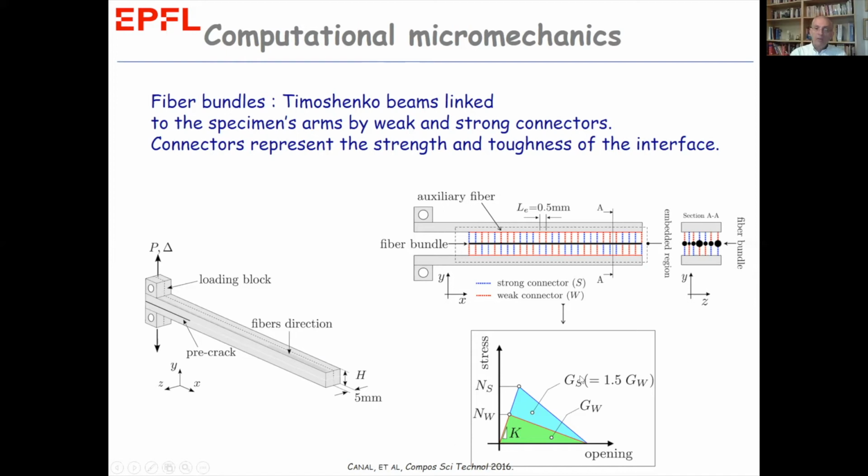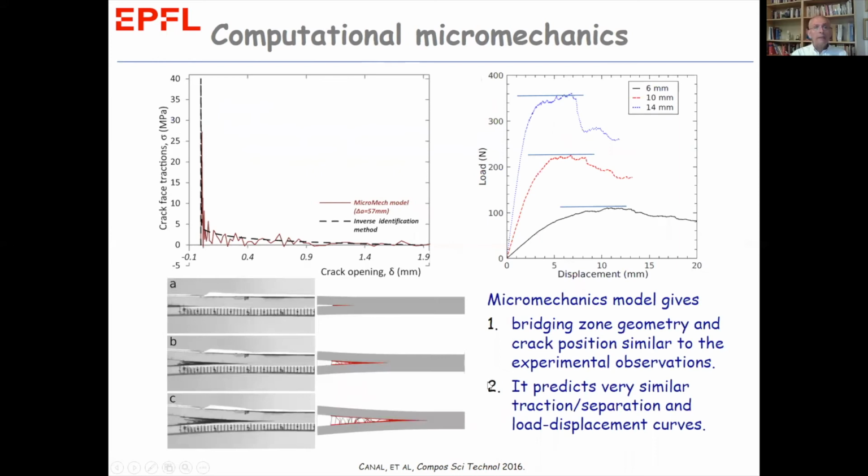For the strong connectors, we have multiplied the value of the weak connectors by 1.5 to carry out the simulations, but it could be some number slightly different. It won't change the results. So it's just an operational number to carry out the calculations. And here are some results for a given thickness.